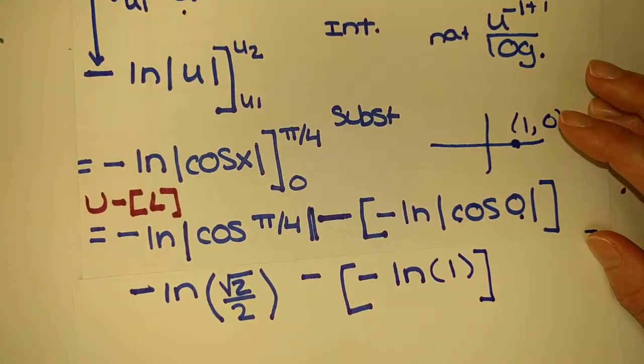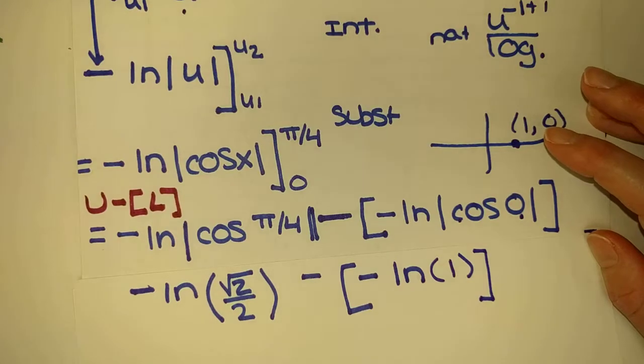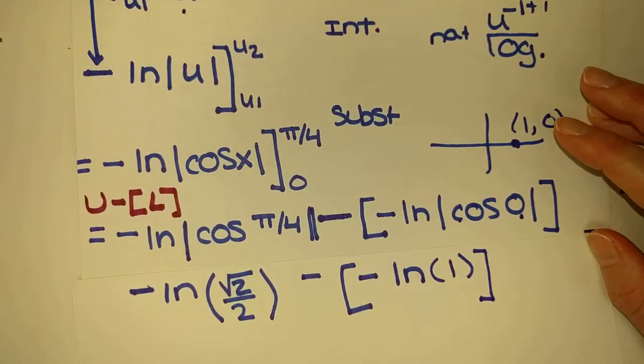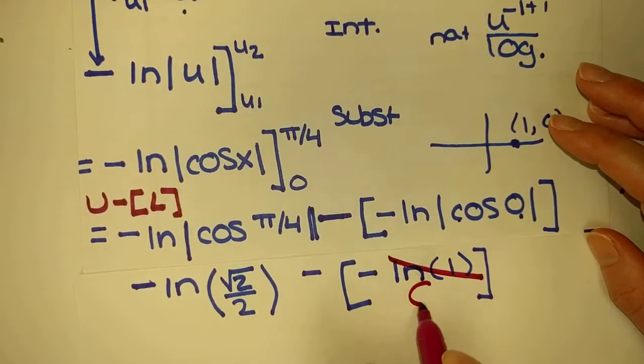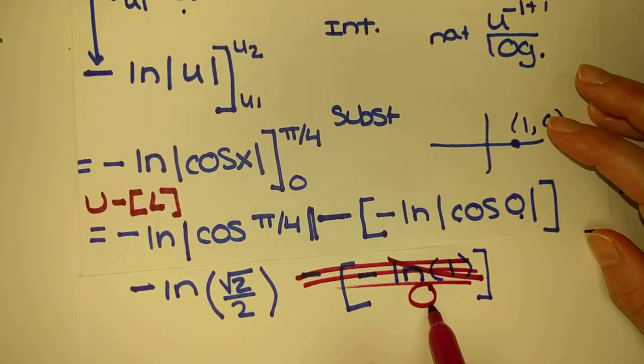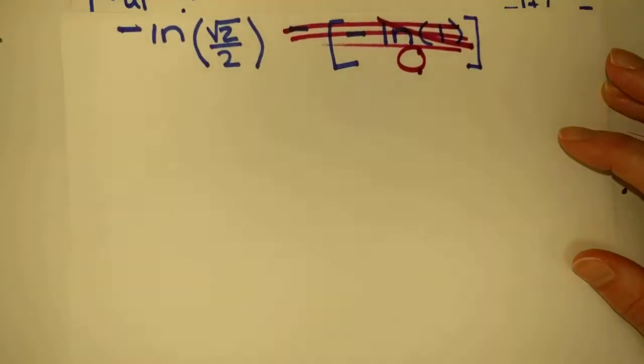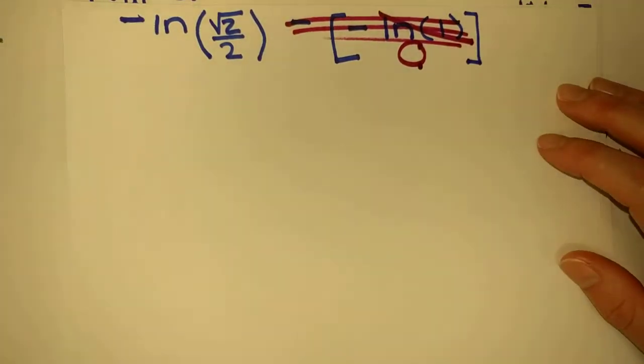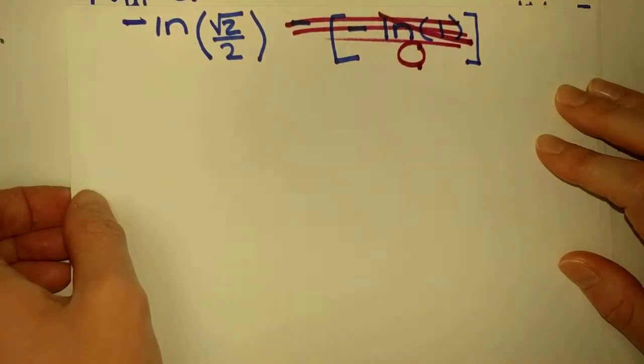Now, natural log of 1 is one of those numbers that I really want you to know. So natural log of 1 goes to 0. So all of this is wiped out as just a plus 0. So that leaves us with the goal of simplifying minus natural log square root of 2 over 2.